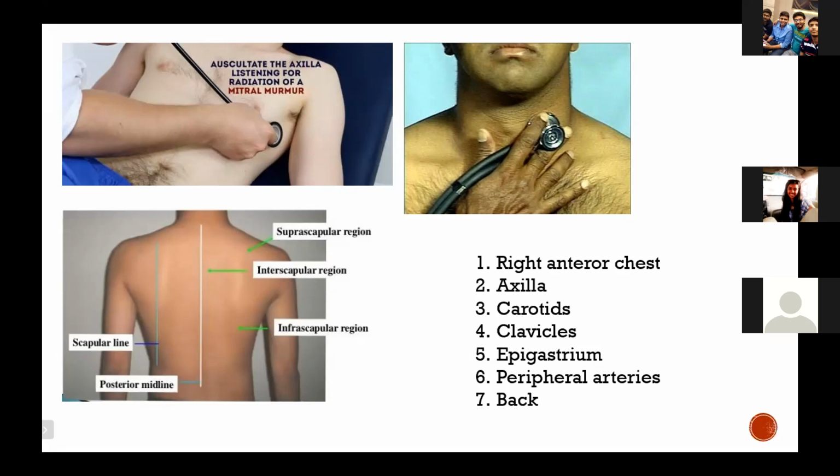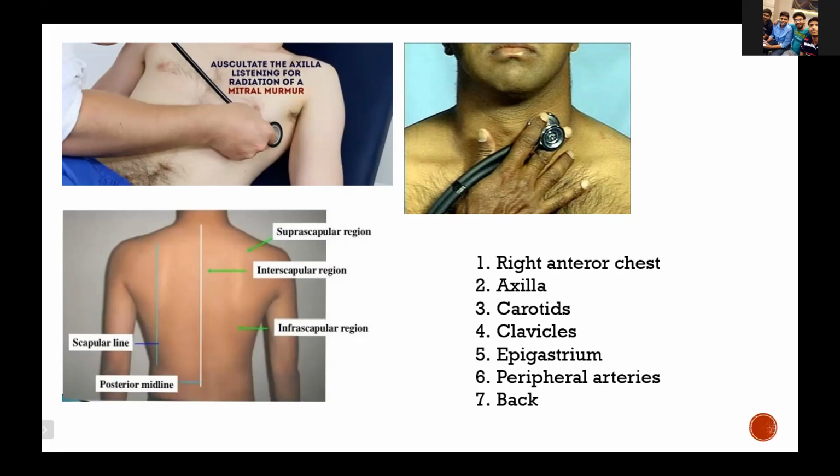Then around the clavicle, supra and infraclavicular areas should be auscultated because PDA murmurs can be radiating there. And the fifth area is your epigastrium. Sometimes the murmur of a tricuspid regurgitation, especially if there is an emphysematous lung, will be pushed down, and you might be able to hear it in the epigastrium. And finally, peripheral arteries, especially the femoral artery, where you know that there is a murmur called the Duroziez's murmur, which is in AR. So you can pick up those murmurs if you keep in mind to auscultate the peripheral arteries like the femoral artery.